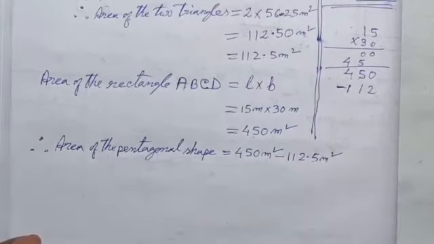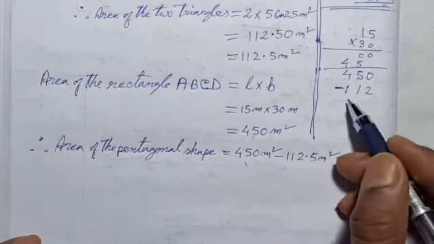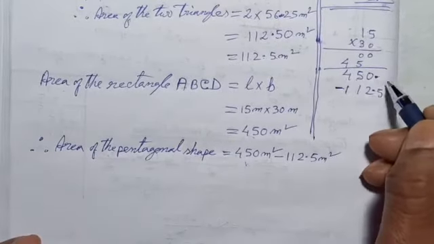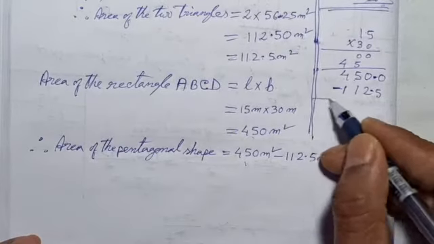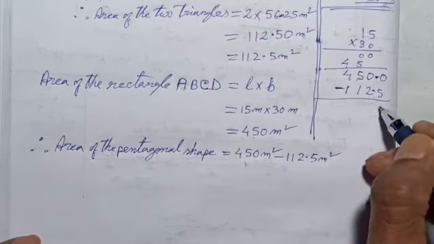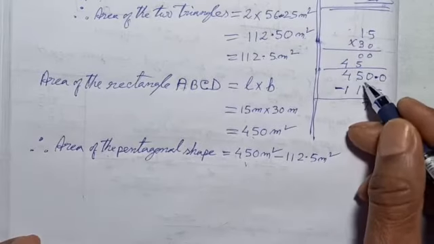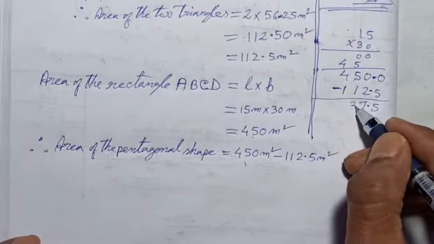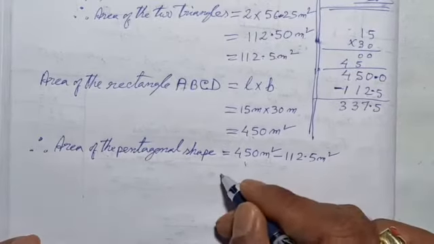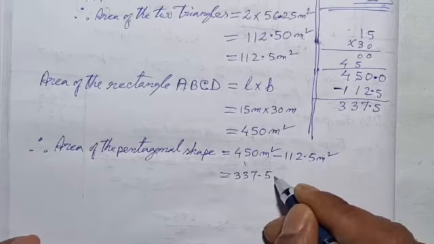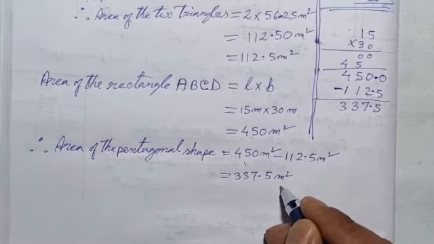So from this 450, let's subtract 112.5. So here let's put a decimal point and 0. 10 minus 5 is 5, then 10 minus 3 is 7, then 5 minus 2 is 3, then 3. We are getting this 337.5 meter square, and this is the area of the pentagonal shape.